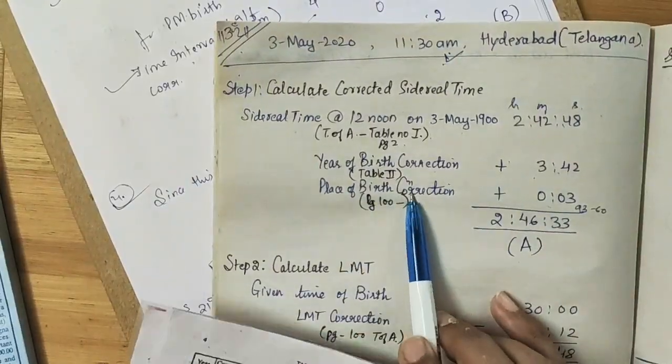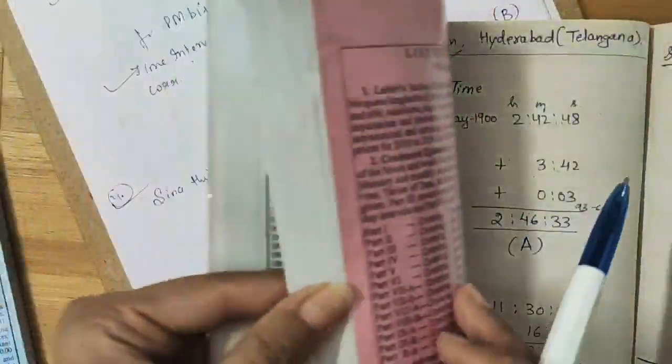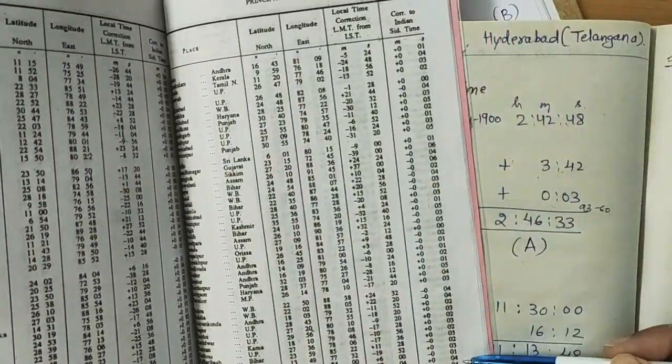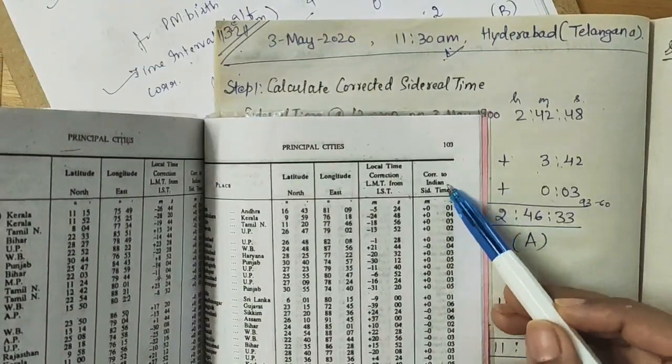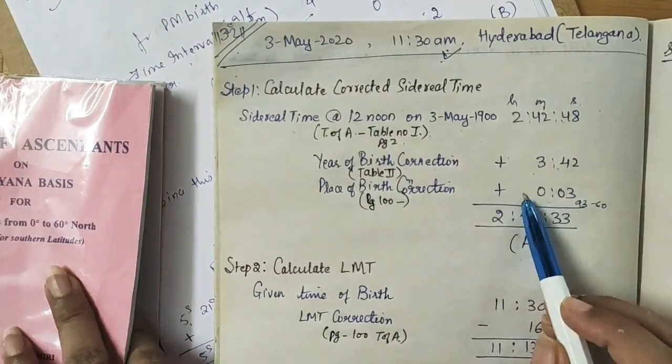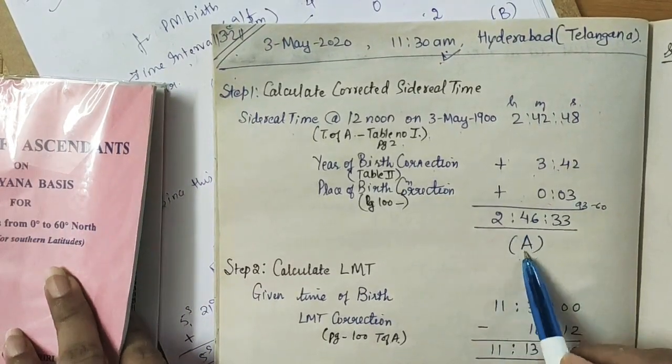And then the place of birth correction. For Hyderabad, turn over to the last pages. These are all the places. You find the last column, this is the last column. You will get the sidereal time correction. On the top it is written: add this value or subtract this value, whatever it is. And you arrive at value A.